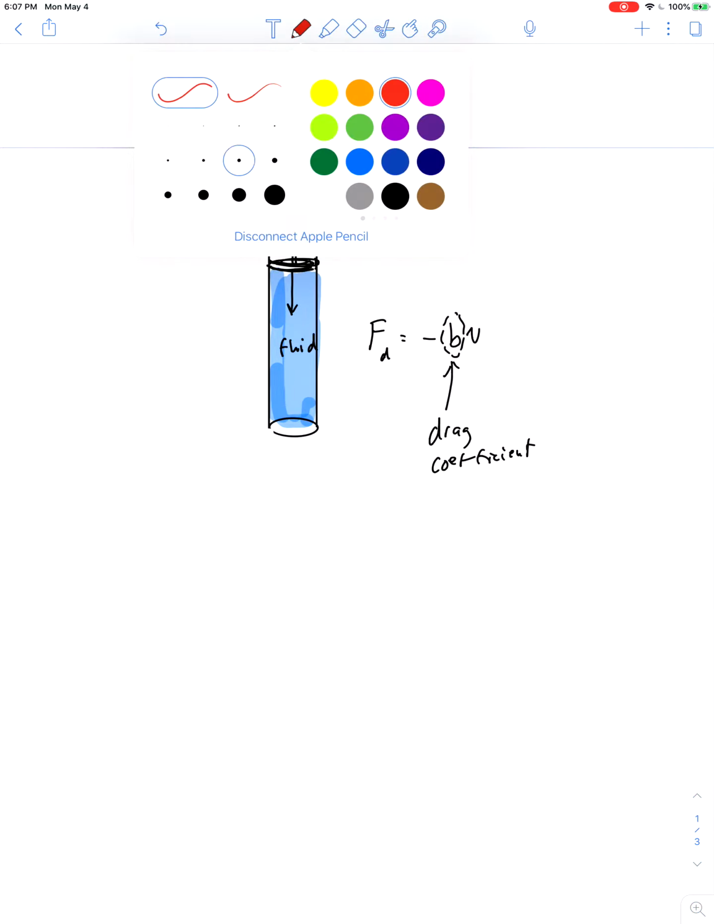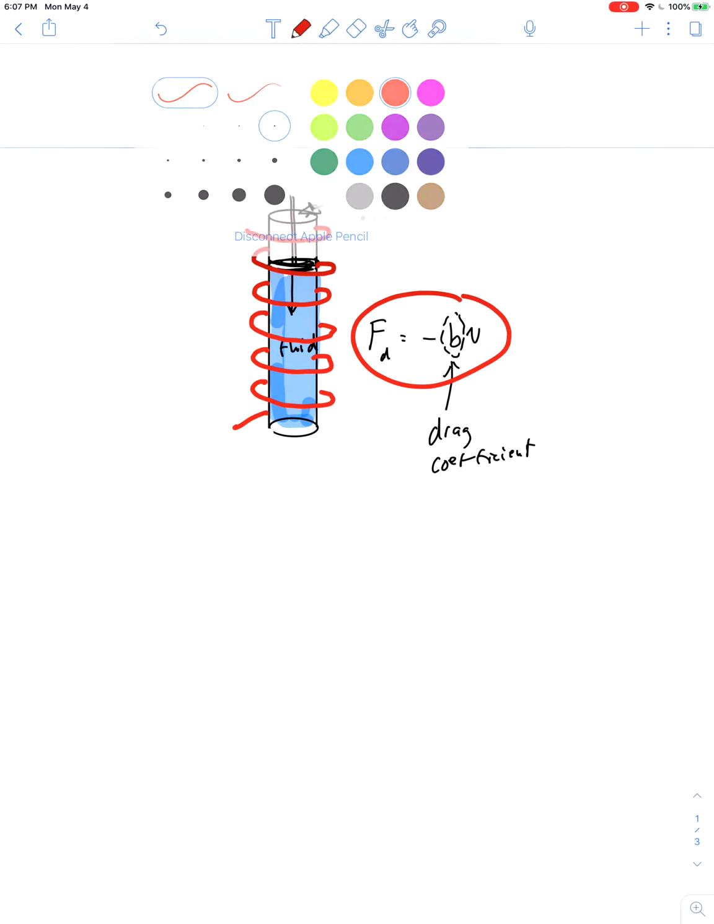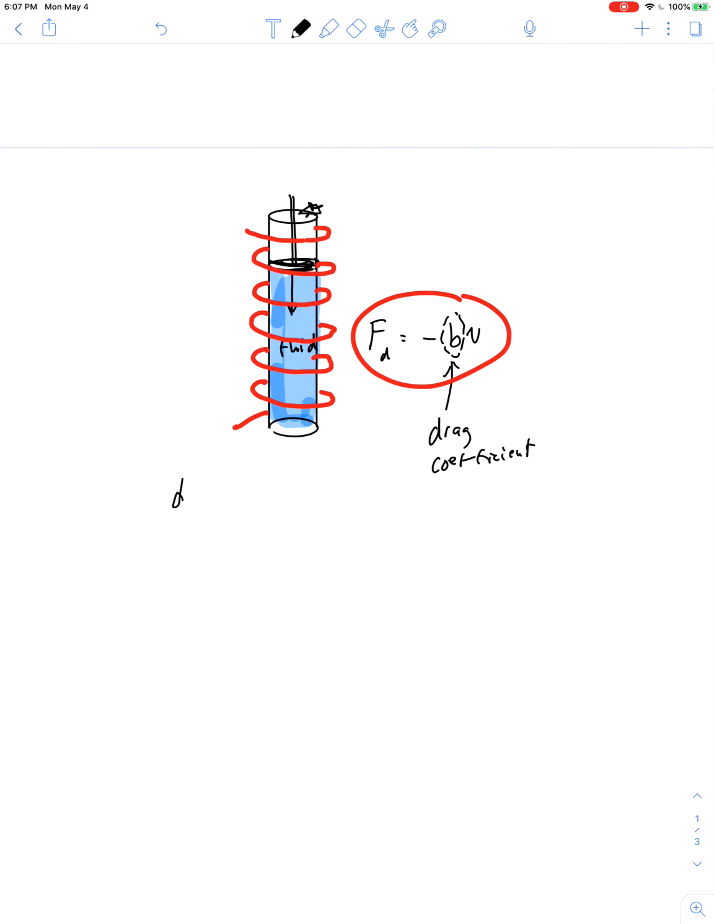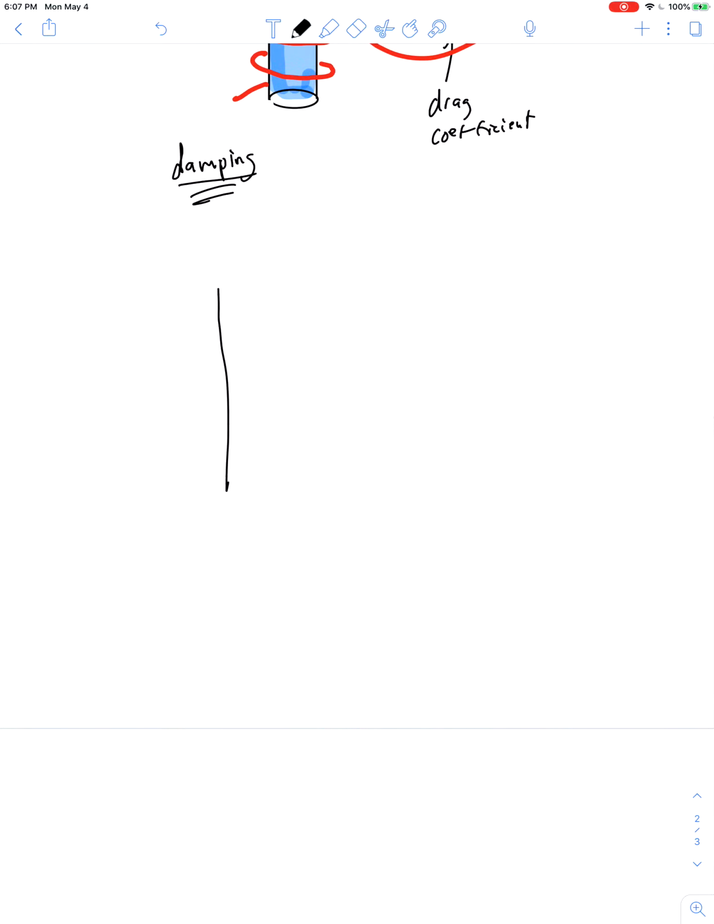So a lot of shock absorbers not only present a force F equals negative bv, but they also coil a spring. So the fluid, or the resistance offered by the fluid, provides a quantity known as damping in the system. A spring by itself causes oscillations that are sinusoidal, and we refer to that as simple harmonic motion.